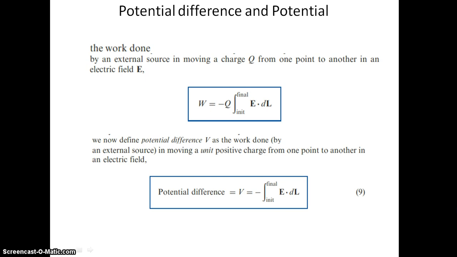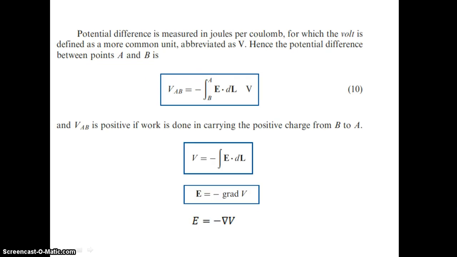Now what is the potential difference? Potential difference is defined as the work done in moving a unit positive charge from one point to another in an electric field. So the potential difference V equals W divided by Q, which is minus the integral from initial to final of E dot dl. This is the expression for potential difference. It is measured in joules per coulomb, for which the volt, abbreviated V, is the more common unit.